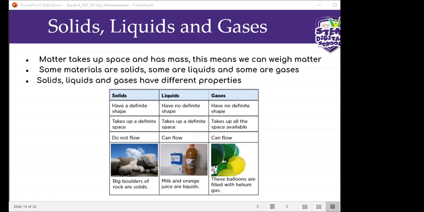Awesome. Okay, let's see. Anesu, can you read us information with regards to liquids? Liquids have no definite shape. Liquids take up a definite space. Liquids can flow. And liquids like milk or orange juice are liquids. Beautiful. Thank you very much for that, Anesu. You're welcome. Sorry for cutting you short there.